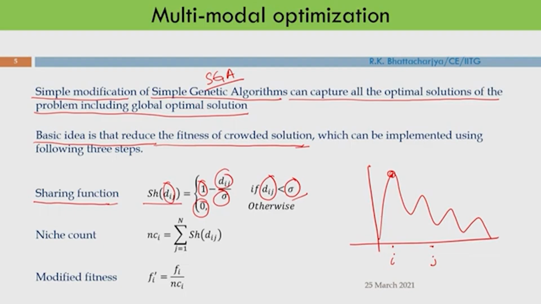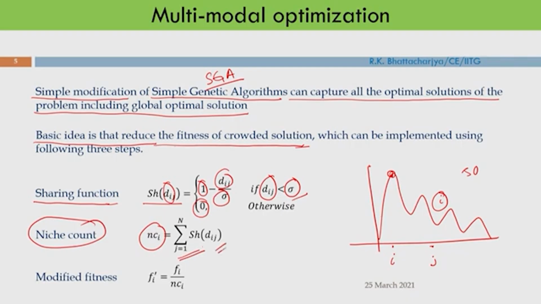Now, suppose I have a total of 50 solutions, and I take a particular solution i. For this solution I will calculate the distance to all these 50 solutions. Once I get the distances, I can calculate the sharing function values, and I can say whether this solution is crowded or not. After that, I calculate the niche count. What is niche count? Niche count is nothing but the summation of all these sharing function values.